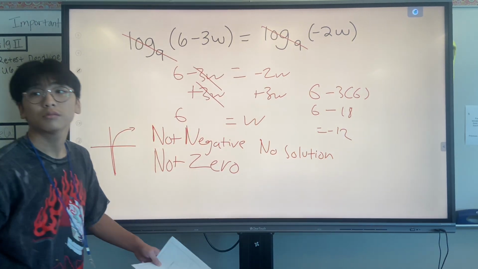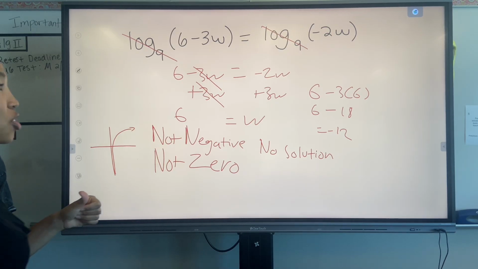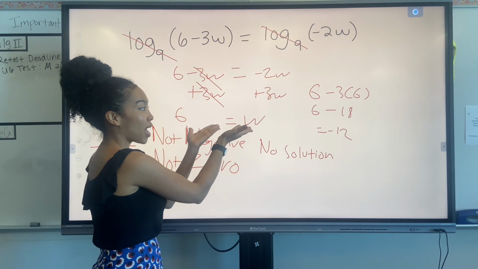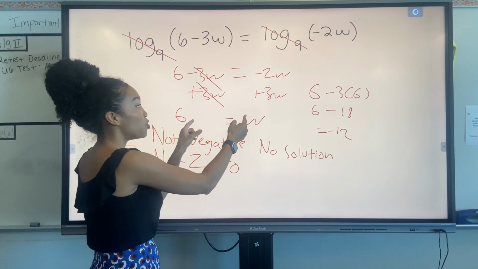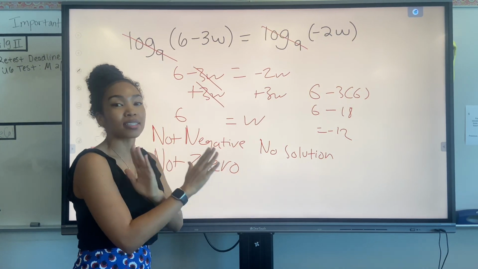All right, thumbs up if that made sense. In the middle if you're a little unclear. Down if you didn't get it. Show me your hands. Okay, so guys, y'all solved it and you got W is 6. If you plug it back into here and you get a negative or a 0, it's not an answer.